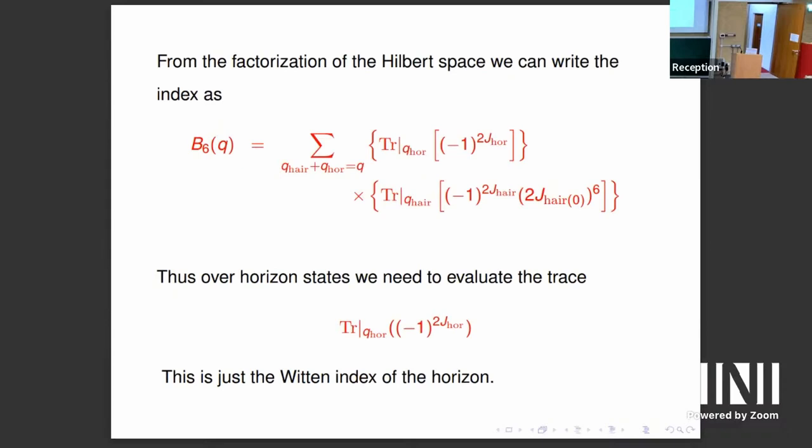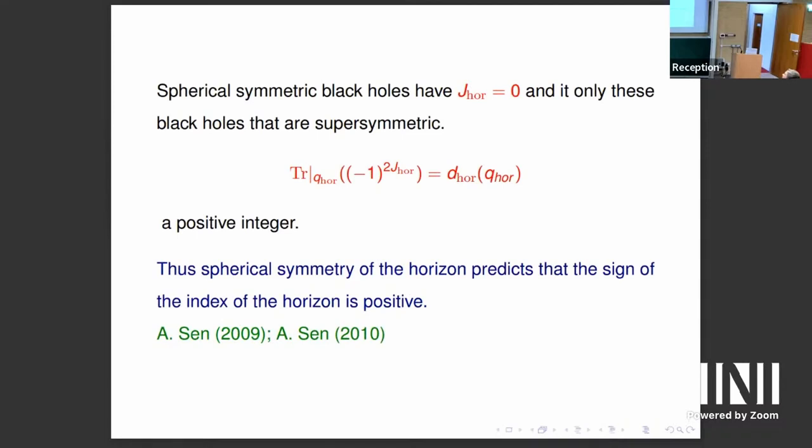And if the black hole is spherically symmetric, it just becomes a trace of J equal to zero. So it just becomes the degree of freedom of the horizon. Now, this is the conjecture: because the black hole is spherically symmetric, once you extract the horizon degrees of freedom, you should have this degeneracy to be positive. Okay.